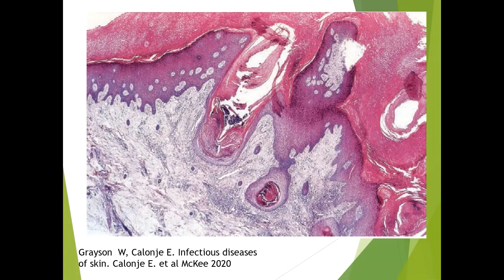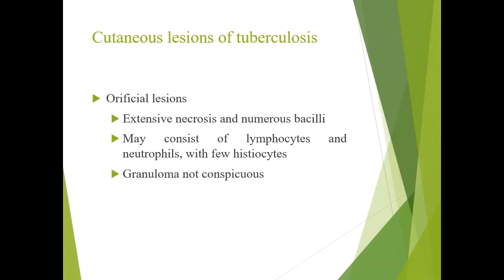Orificial lesions show extensive necrosis, and numerous bacilli can be detected. There may be lymphocytes and neutrophils between keratinocytes. Granulomas are not conspicuous.